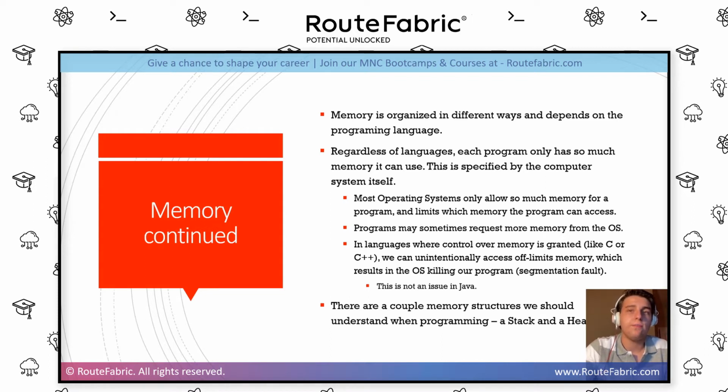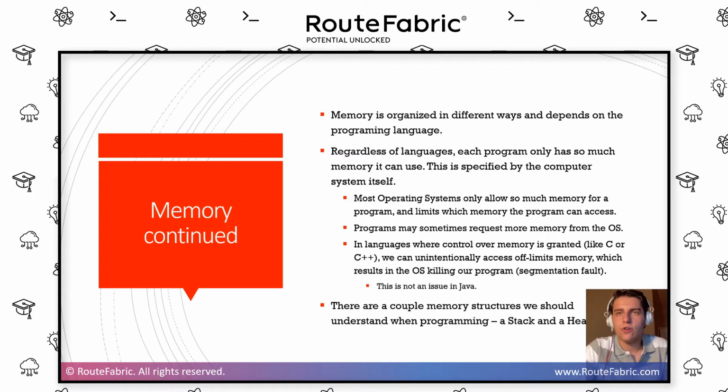Your computer gives the program a certain amount of memory and says, hey, this is how much memory you can use. You can request more memory if you need it, but if you don't and you run out of memory, then the program will run out of memory. Most operating systems only allow so much memory for a program and limit which memory the program can access. Basically, when you run a program on your computer, your operating system will only allow it a certain amount of memory.